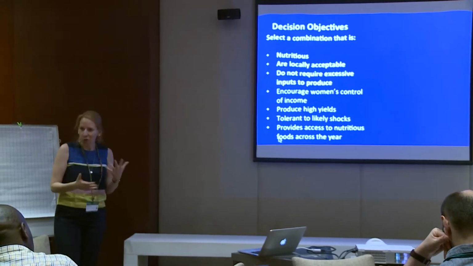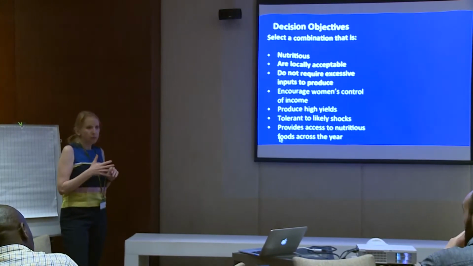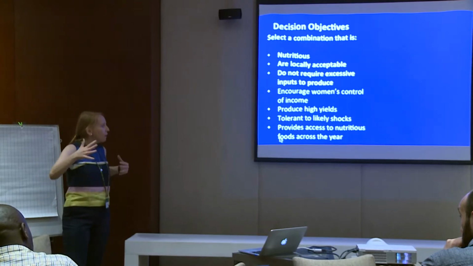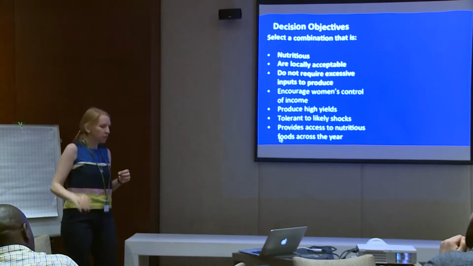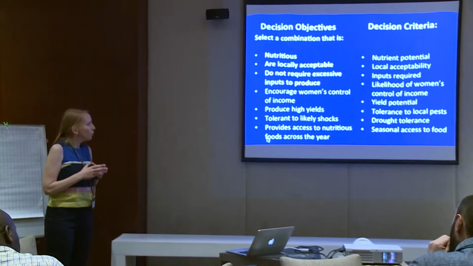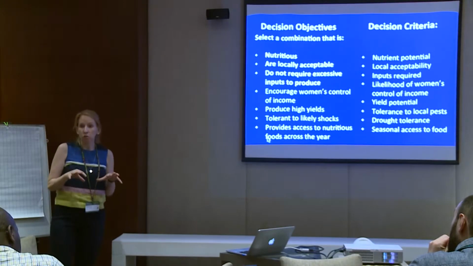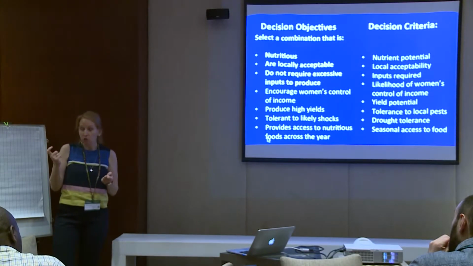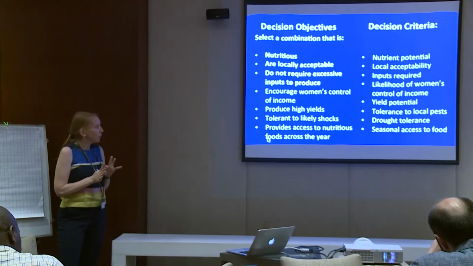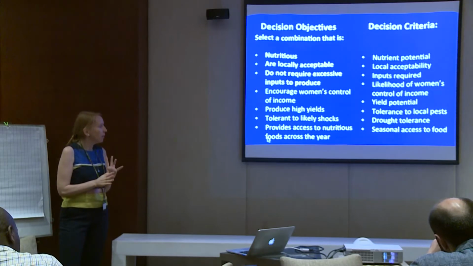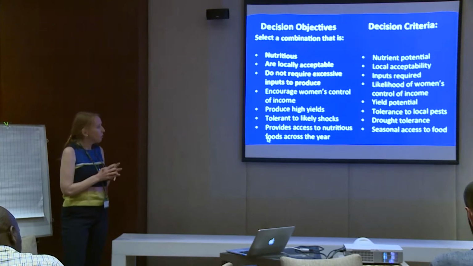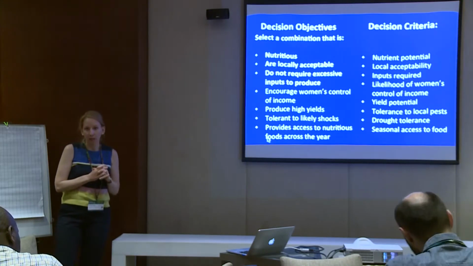They wanted varieties or crops that were high yielding, but were also tolerant to likely shocks that might be present in this community, and were more likely to provide access to nutritious foods across the year instead of just one season. So the criteria that went into this particular analysis was the nutrient potential, so the possibility of meeting nutrient requirements, local acceptability, the inputs required, the likelihood of women's control of income, potential of being able to produce high yields, tolerance to local pests, drought tolerance, and seasonal access.